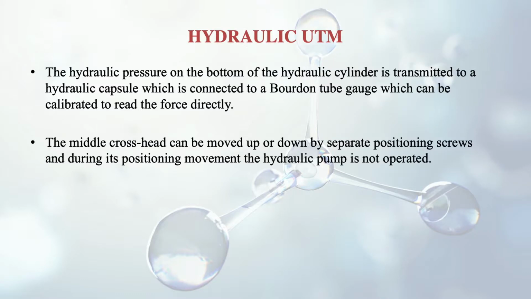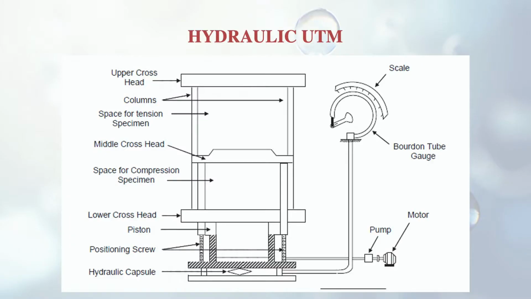And the middle crosshead can be moved up or down by separate positioning screws. It is just for the purpose of positioning, and it is not moving when the specimen is being tested. So here is the whole specimen given in the figure of the hydraulic UTM which I showed you earlier also. So here is the upper crosshead, the lower crosshead, all the components of this machine are given here.